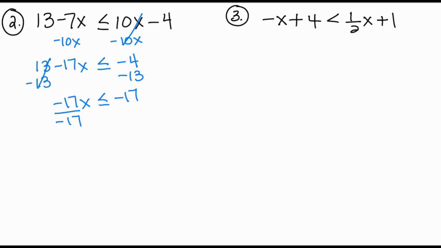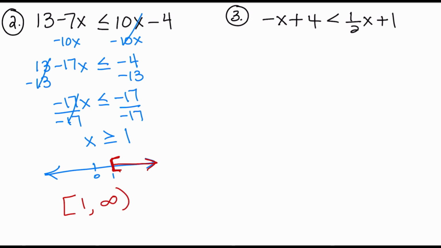Because I am dividing both sides by negative 17, I'm going to go ahead and switch this inequality. So now I have x is greater than or equal to 1. On a number line, if I had to graph this, depending on whether you're using a closed circle, because it's greater than or equal to 1, or if not, you're going to use a bracket because it's greater than or equal to, and then you would put everything that's greater than 1. So in interval notation, this answer is from 1 to positive infinity.